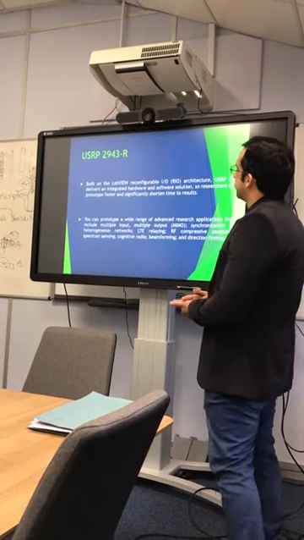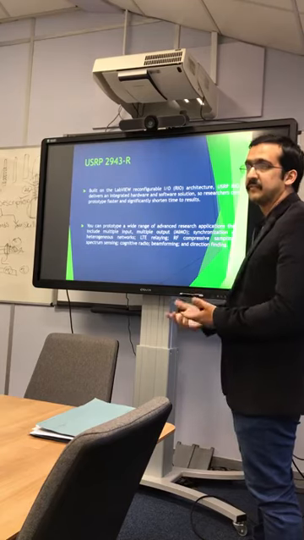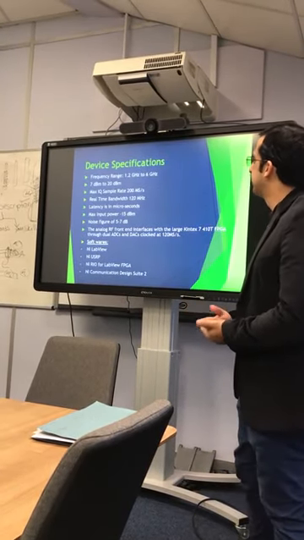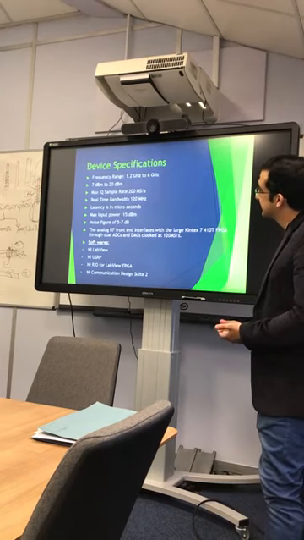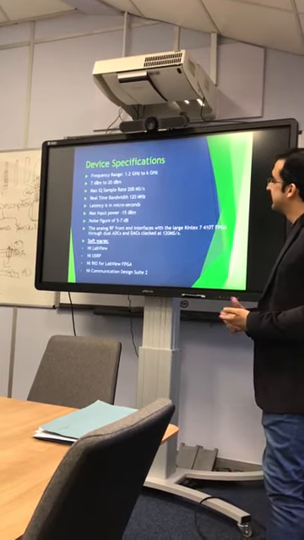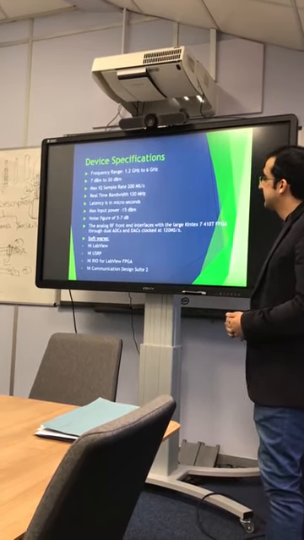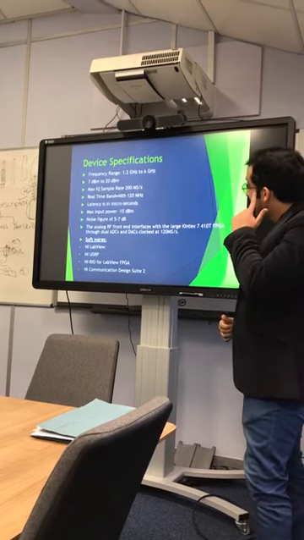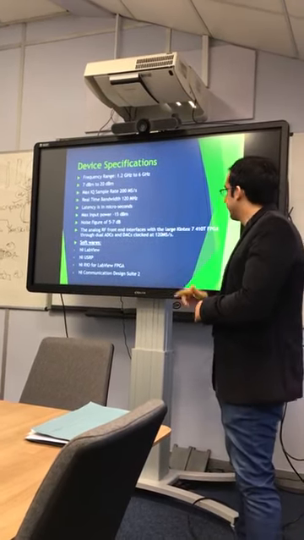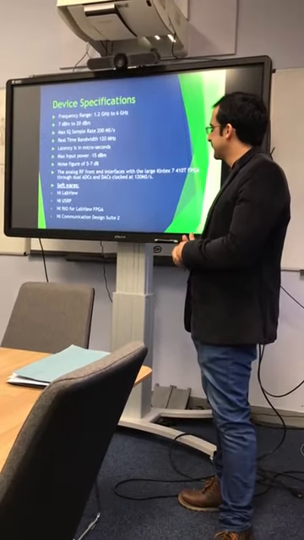The USRP that we are using is 2943. It is based on the Rio architecture. It is MIMO, and it has a frequency range from 1.2 GHz to 6 GHz, 7 dBm to 20 dBm power. It has a maximum IQ sample rate of 200 megasamples per second and a bandwidth of 120 megahertz. Apart from that, it has a very strong FPGA, which is of most important concern for the low latency applications.